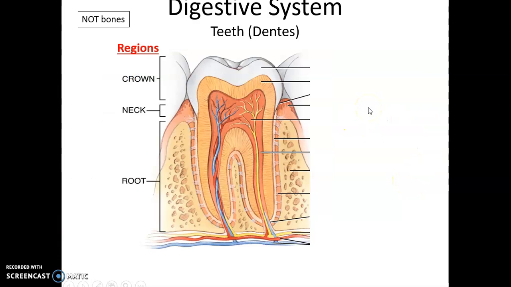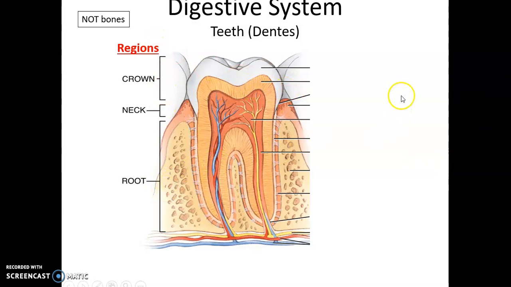There are, of course, also the teeth. Teeth are very important structures for mechanical digestion, for breaking down food into smaller chunks. The teeth can also be known as the dentes. The teeth are not bones. They are structurally different from bones, so they are not bones.